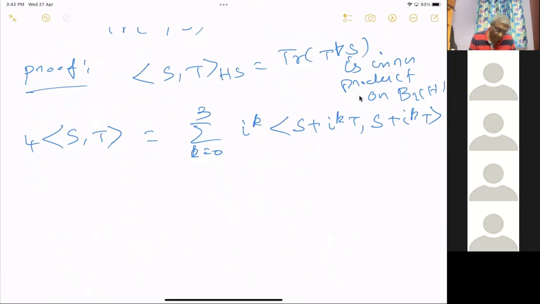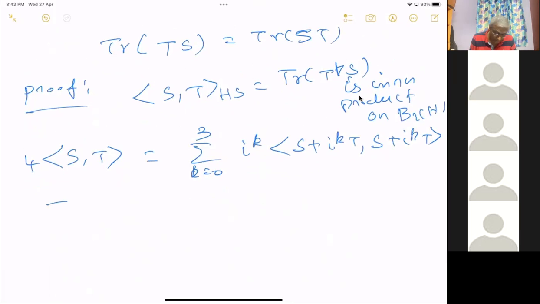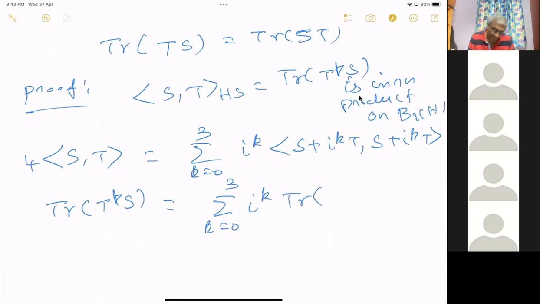But here what do we want? This is equal to trace of T star S, right? This says T star S equals the summation k equal to 0 to 3 of i power k trace of. So we want to prove trace of TS equal to trace of ST. It's enough if we prove trace of T star S is equal to trace of ST star, because the class is closed under star, so it's okay.